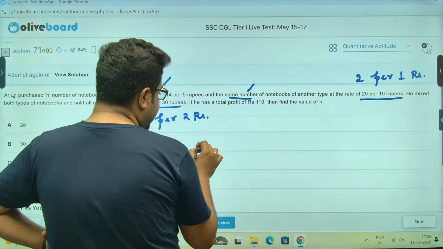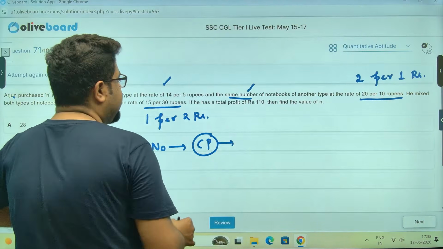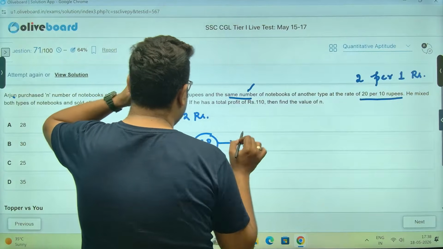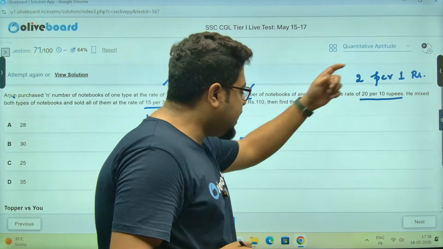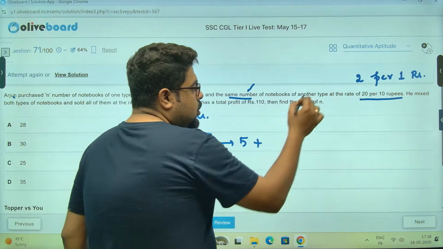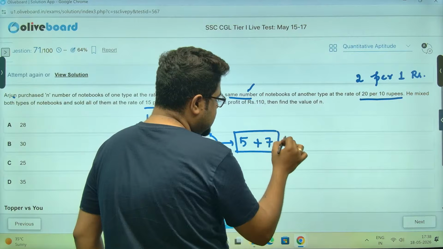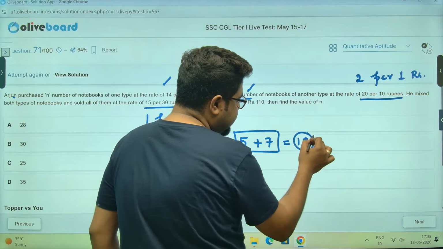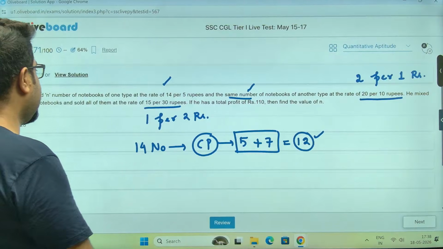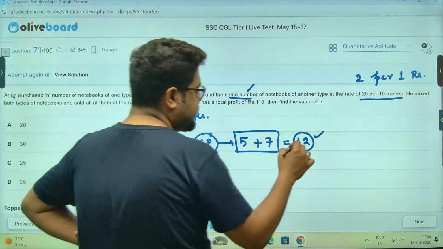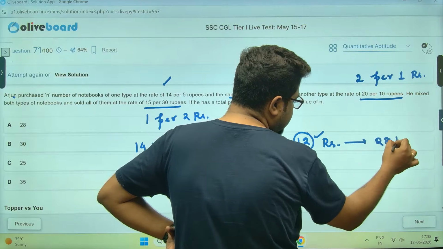So total CP will be how much, sir? Total CP will be 5 rupees here, because to buy 14 notebooks, 2 per 1 rupee. So 14 per 7 rupees, sir. Total 12 rupees, sir. This is CP. So total 12 rupees, and he got total 28 notebooks.